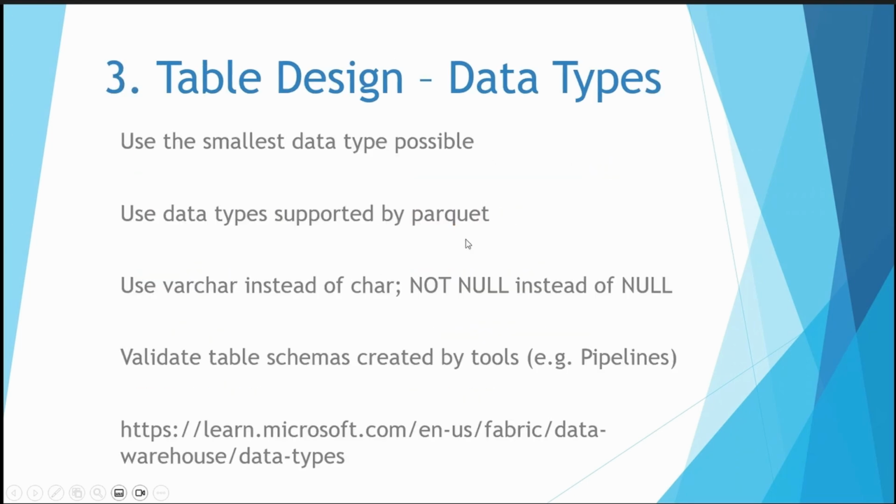But if you just import a CSV into Fabric and run through the base tools to turn it into a table, all the text fields are going to be varchar 8000. It's not going to tell you that. You don't have a way to change that when you're building the pipeline. It's just going to automatically do that for you, and then it's going to be slower than it needs to be. So just validate what gets created by those tools.